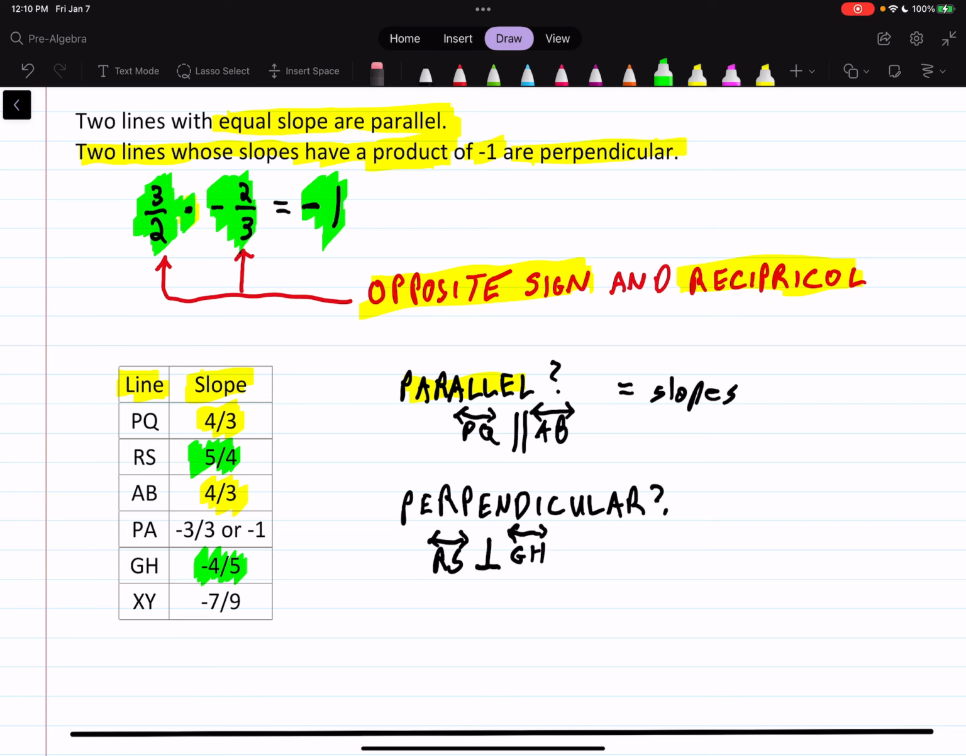Kind of tried to fool you with this one here because they say the slope of PA is -1, but that doesn't bother us. For it to be perpendicular, it's not that its slope is -1, it's that the product of the slopes is -1.